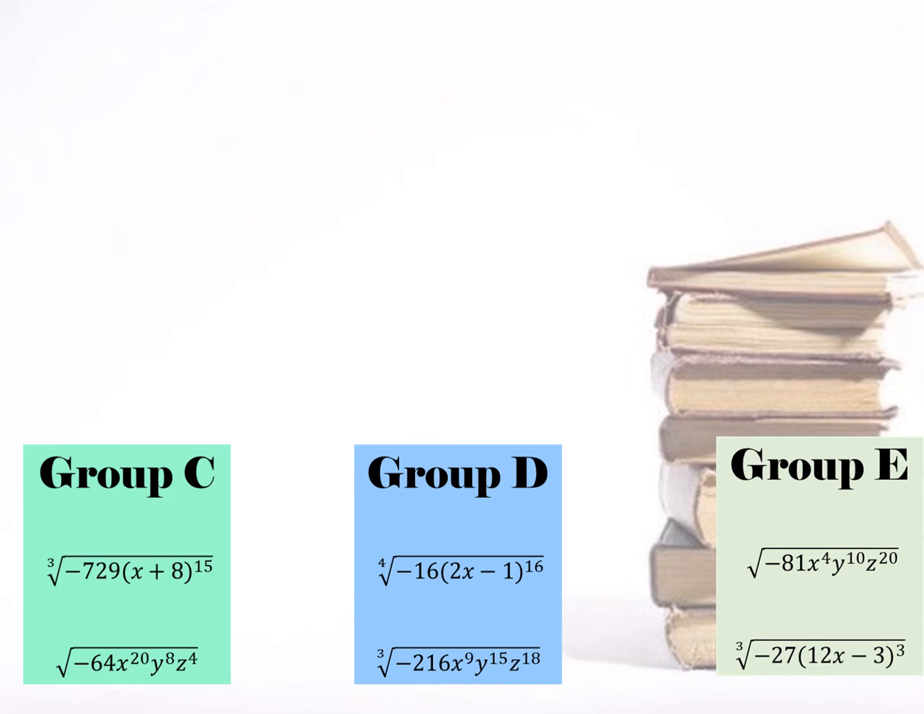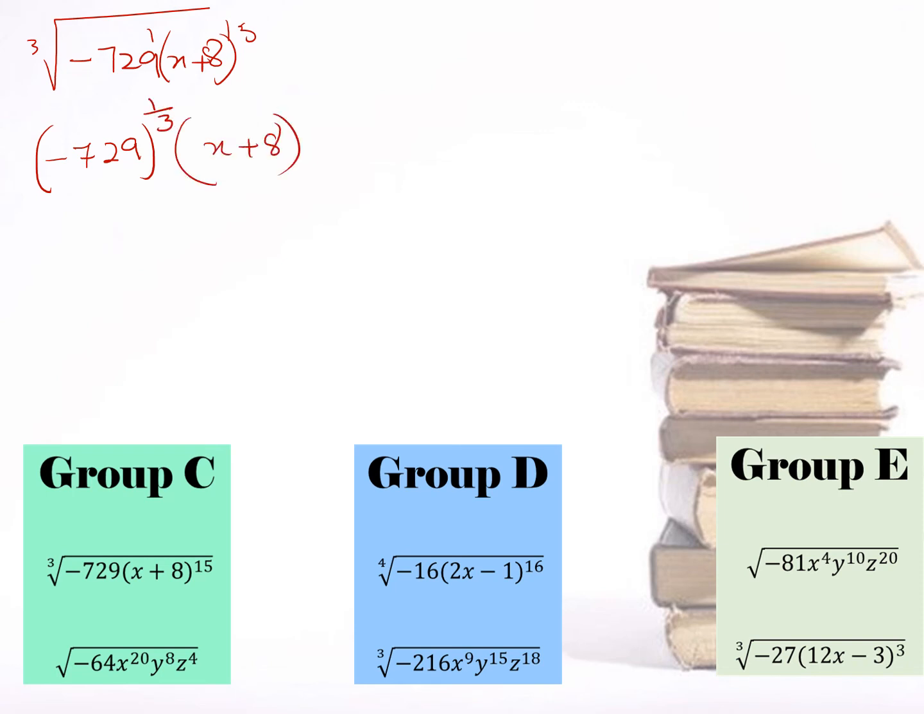Let's do some questions from group number C. So in group number C, it is written the cubic root of negative 729 x plus 8 to the power 15. So first of all, before doing anything, you should write the radical, the nth root, in the form of an exponent. That means in over out, so negative 729 whole to the power 1 over 3. Then you will have x plus 8 as it is, and then you will write 15 over 3.